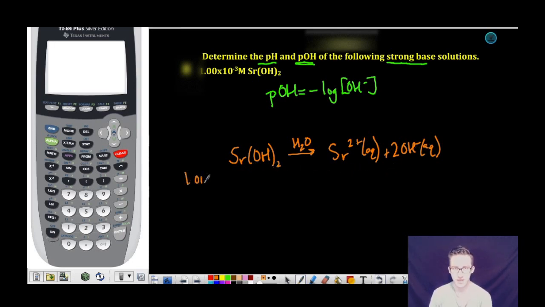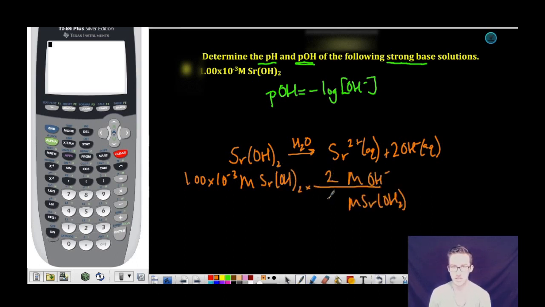And so as I think about my original concentration, 1.00 times 10 to the negative 3 molar strontium hydroxide, here the relationship is going to be a 2-to-1 relationship, meaning that the concentration of hydroxide ions is going to be twice the concentration of the original strontium hydroxide solution. Because again, for every 1 strontium hydroxide formula unit that's dissolved in solution, I'm going to get 2 hydroxide ions.